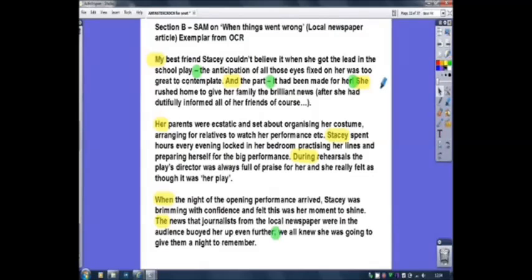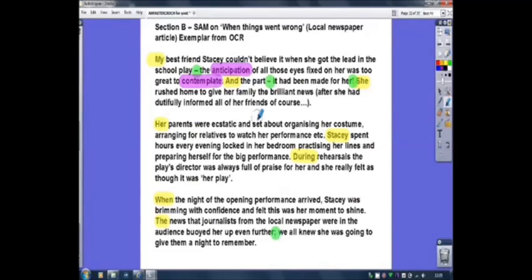"My best friend Stacy couldn't believe it when she got the lead in the school play. The anticipation of all those eyes fixed on her was too much to contemplate." And immediately you can see that this candidate is thinking, right, well, I really want my grade, and so I'm going to focus on my vocabulary. Let's put that in purple. So we've got anticipation, we've got contemplate, and that distinguishes it from a lot of other answers.